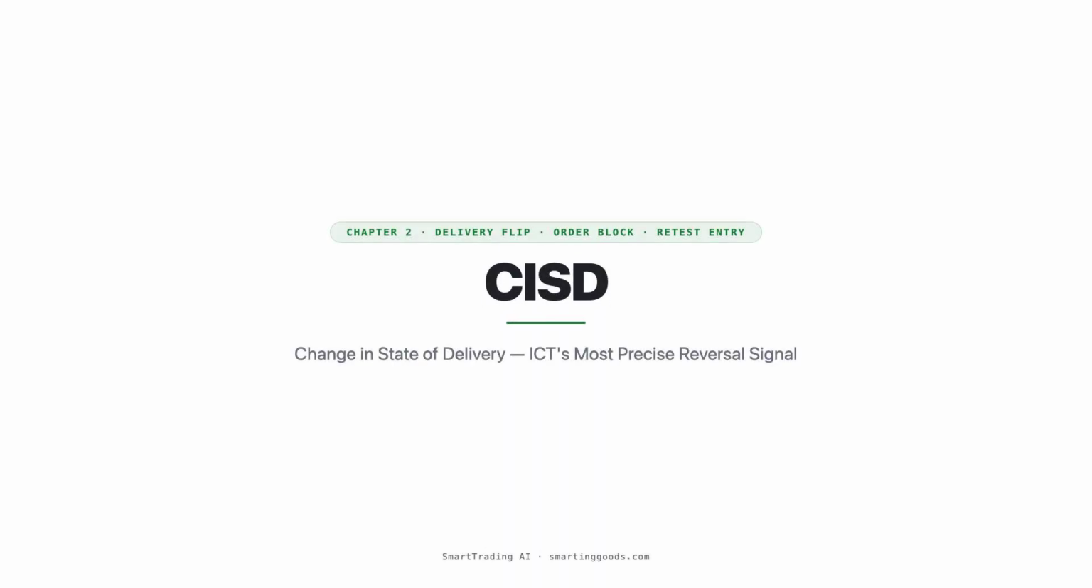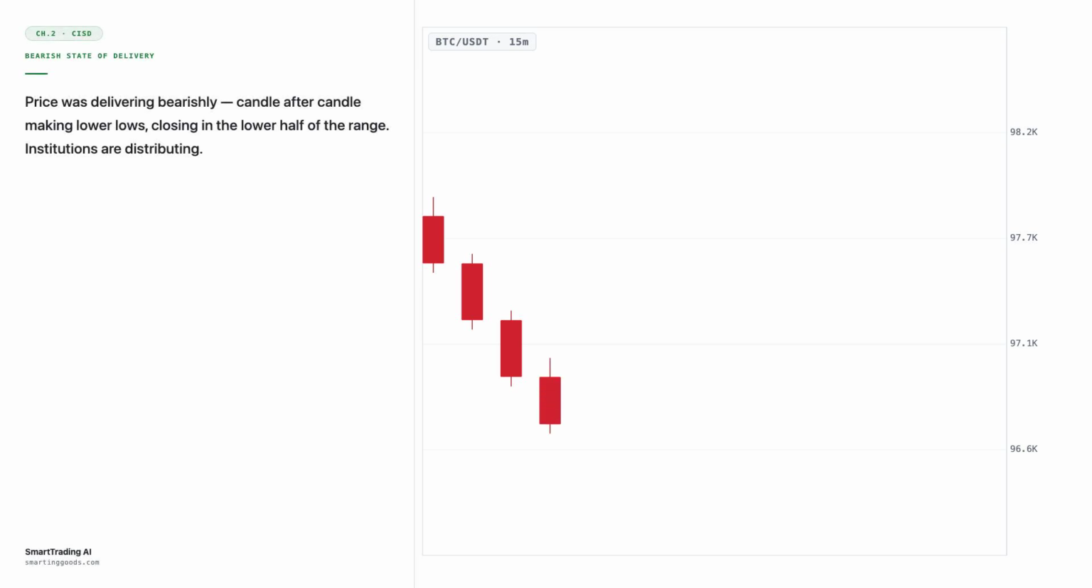CISD stands for Change in State of Delivery, one of ICT's most precise entry signals. It describes the exact moment when institutional order flow flips direction and gives you a rules-based way to trade the reversal. Here is what state of delivery means.